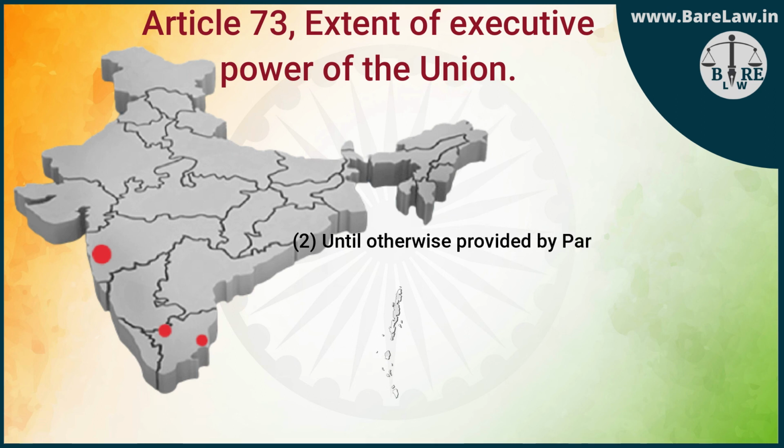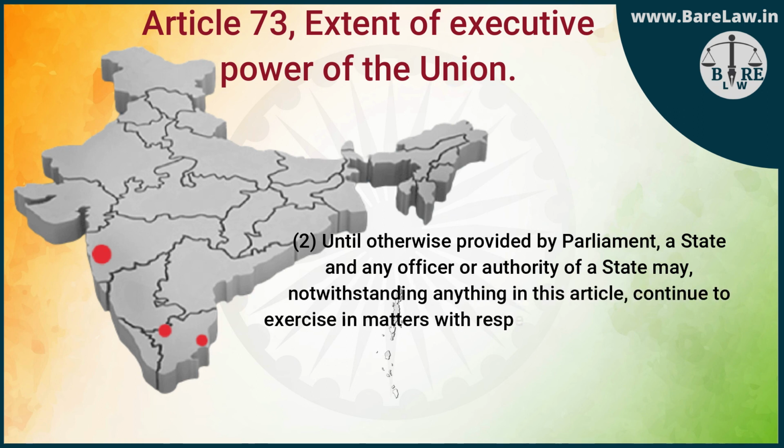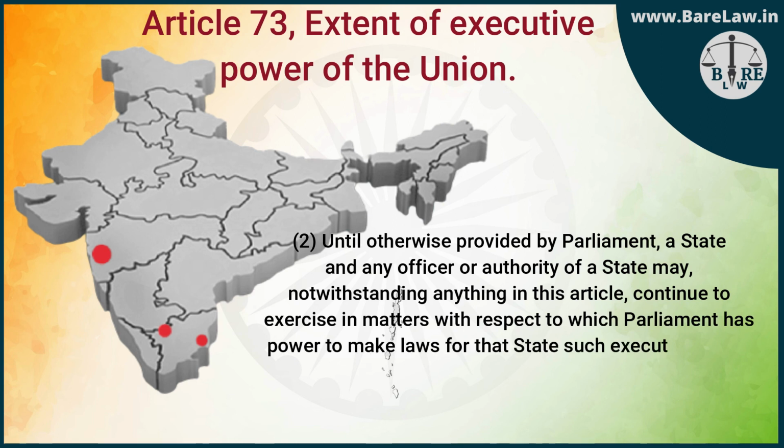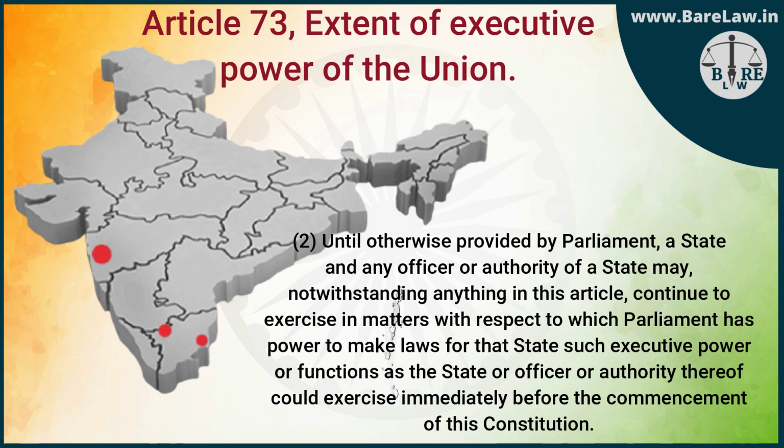Subclause 2. Until otherwise provided by Parliament, a state and any officer or authority of a state may, notwithstanding anything in this article, continue to exercise in matters with respect to which Parliament has power to make laws for that state such executive power or functions as the state or officer or authority thereof could exercise immediately before the commencement of this Constitution.